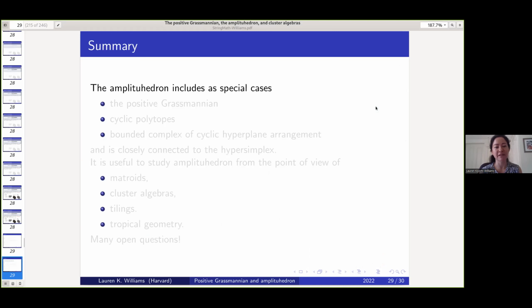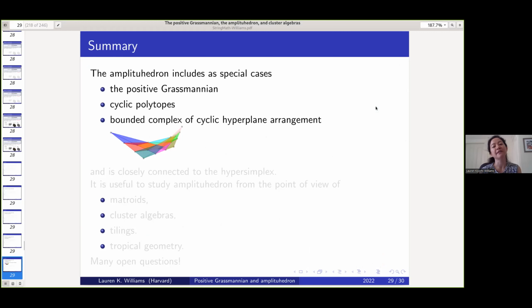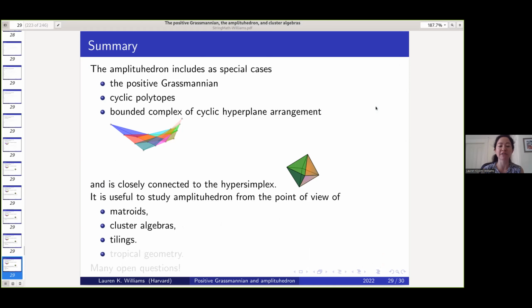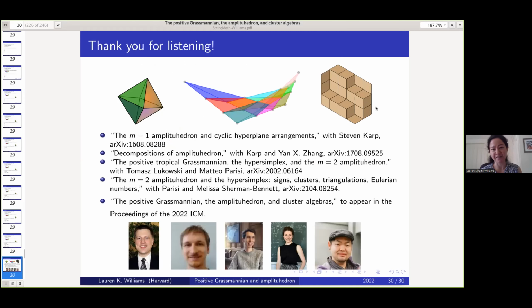Okay, so just to summarize, the amplituhedron includes as special cases the positive Grassmannian, cyclic polytopes, and cyclic hyperplane arrangements, and is closely related to the hypersimplex and the moment map. And it's useful to study the amplituhedron from the point of view of matroids, cluster algebras, tilings, and tropical geometry. And there are still many open questions. So thank you very much. And here are a few references.